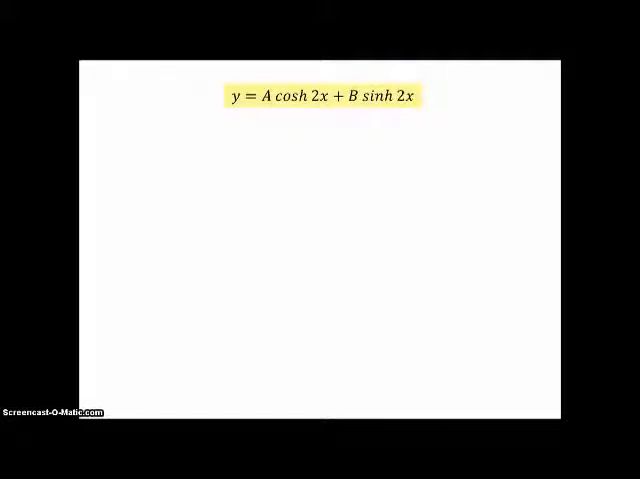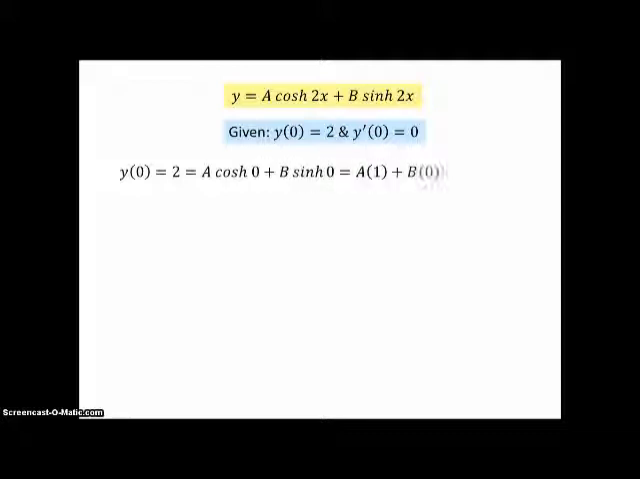Okay, so now we have our general form, but the problem also asks us to find the specific solution when y of 0 was 2 and y prime of 0 was 0. So y of 0 has to equal 2, which equals a cosh of 0 plus b sinh of 0, and cosh of 0 is 1, sinh of 0 is 0, and therefore a is 2.